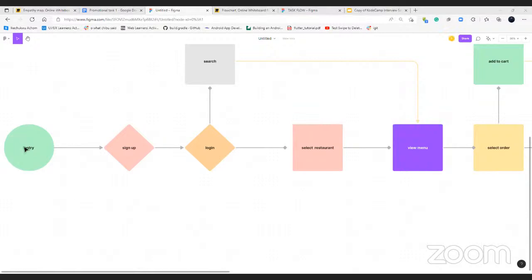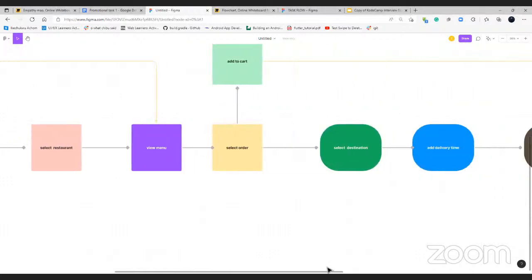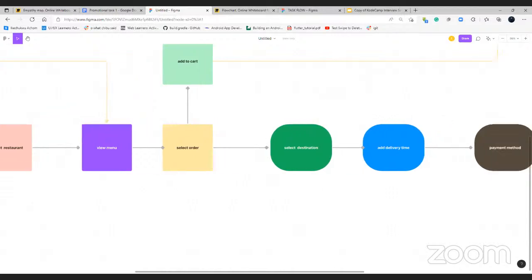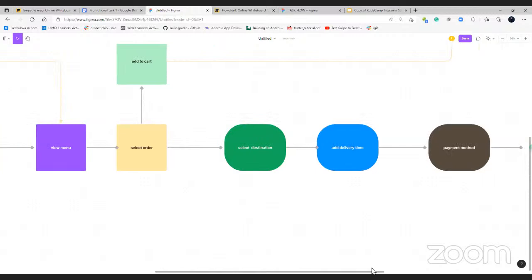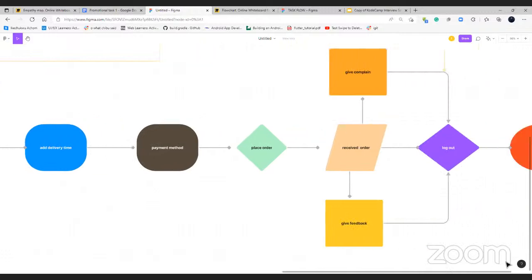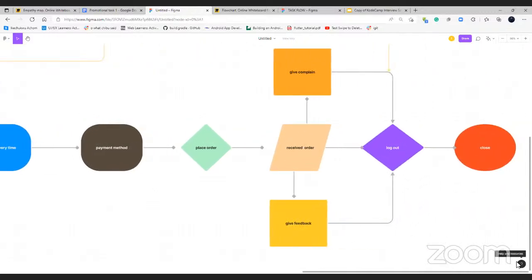So you can see, this one has an entry, and then we have sign up, and then we have log in. When you're logged in, from this flow, you can search, and when you search, you're viewing the menu. Or after you're logged in, you can select a restaurant, then view the menu. After viewing the menu, you select an order, select a destination. Of course, it's a food ordering. Add the delivery time, add the payment method, place your order, receive your order. You can then log out and then close the application.